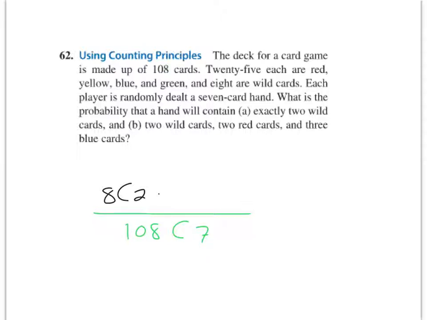And so I multiply. I need to get 2 red cards. There are 25 red cards, so I need to get 2 from those 25. That's 25C2. And I need to get 3 blue cards. So there's 25 blue cards, and I need to get 3 of them. So that's 25C3. And there is my formula for the second one.